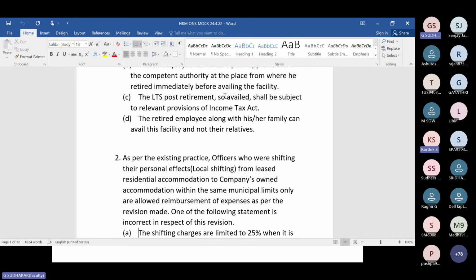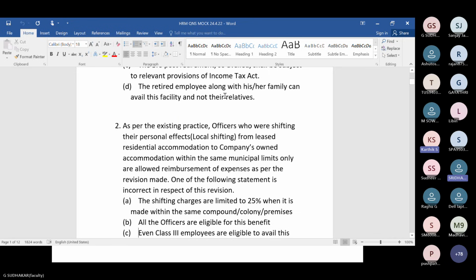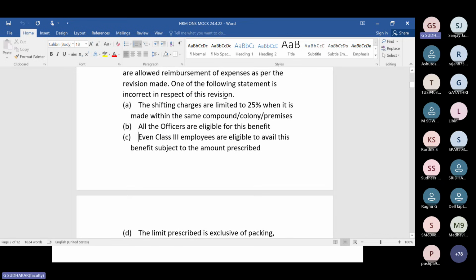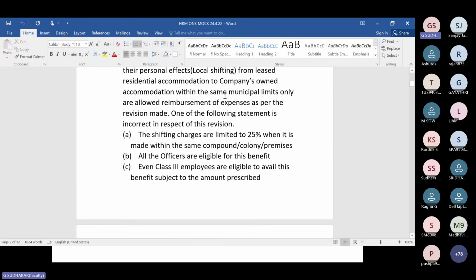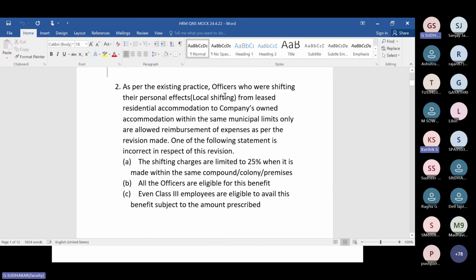Yesterday only I prepared all these questions for you. This has to be noted by all. Okay, just read the second question. As per the existing practice, officers are shifting their personal effects, employing within the same place, and allowed as per the revised limit. That is incorrect.